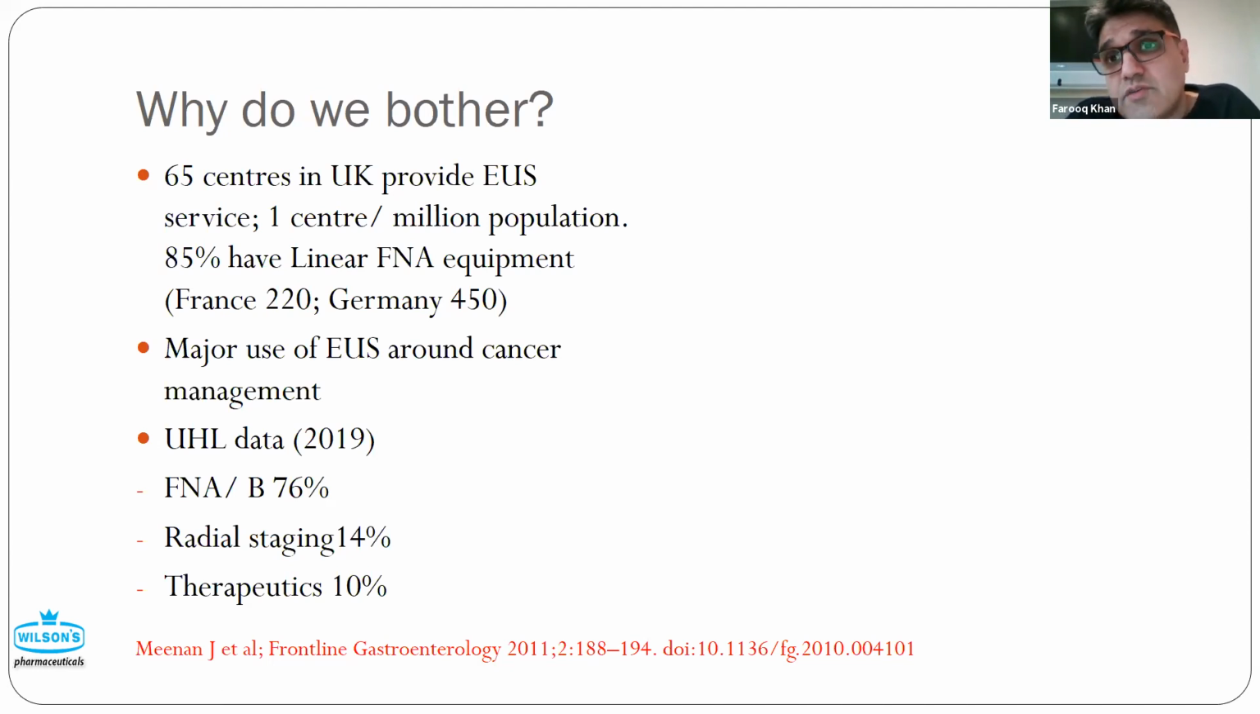We also do a great number of radial staging, probably much more than centers of our size. And we cover about 1.7 million population. And then there is therapeutics, which is about 10%. That involves cystogastrostomies, celiac plexus blocks, fiducial placements, and all the other parts.